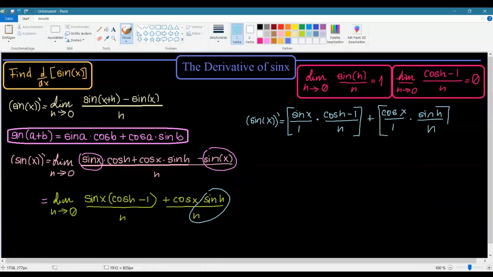Well, now we have exactly what we were looking for. Here we have the second rule. We know that this is going to equal 0. And here we have the first rule, and we know that it's going to equal 1. So that means that we're actually dealing now with sine x times 0 plus cosine x times 1. Well, anything times 0 is 0. So our solution is cosine x. And now we've proved that the derivative of sine is cosine.